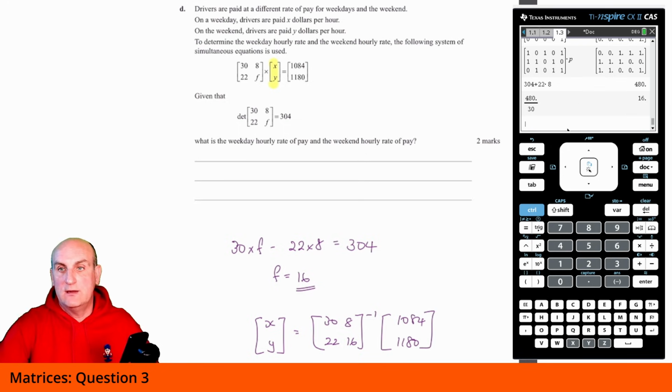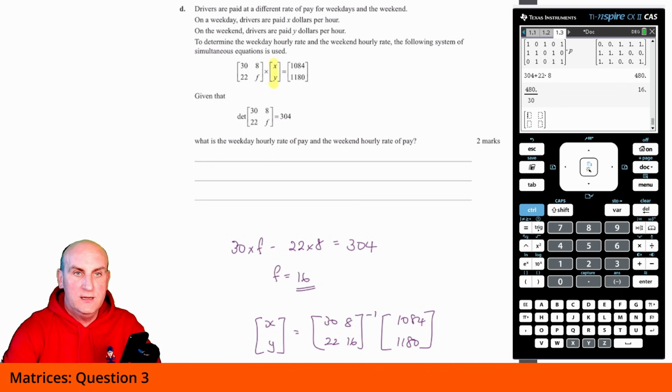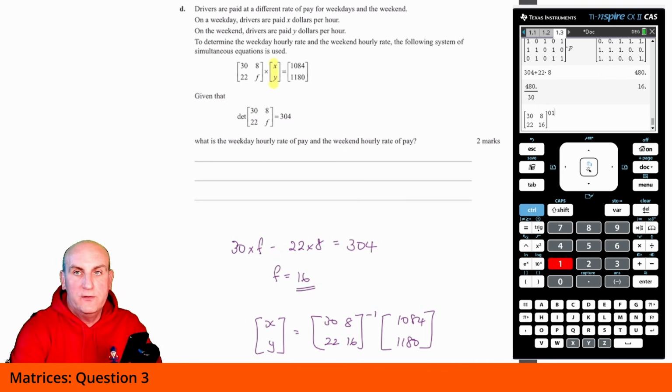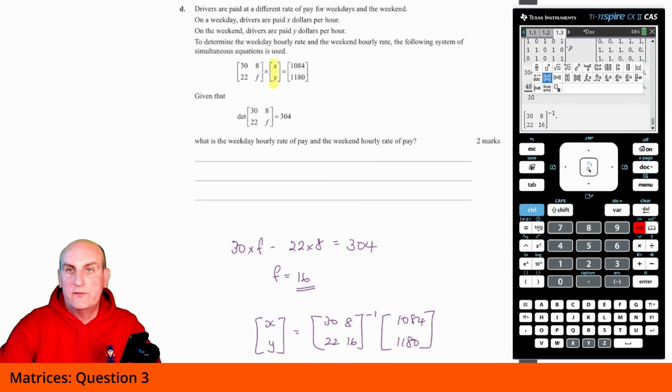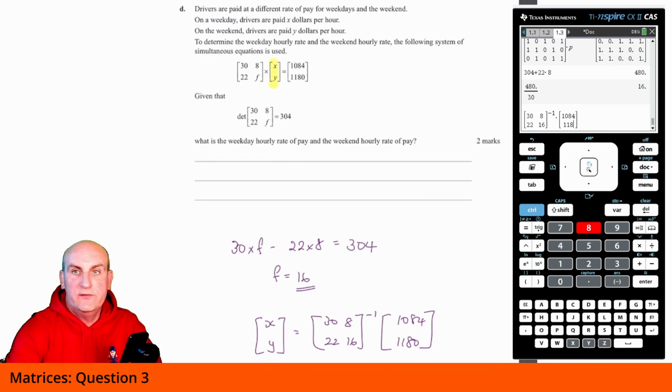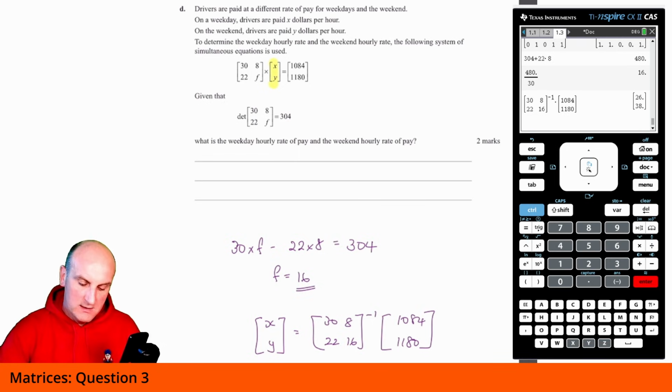So if I put that into my calculator, 2 by 2 gives me, what did I say? It was 30, 8, 22, and 16 to the power of minus 1. And I want to multiply that by, please, that one there, which was 1084 and 1180. Hit enter. And again, I've got my x value and my y value as 26 and 38.